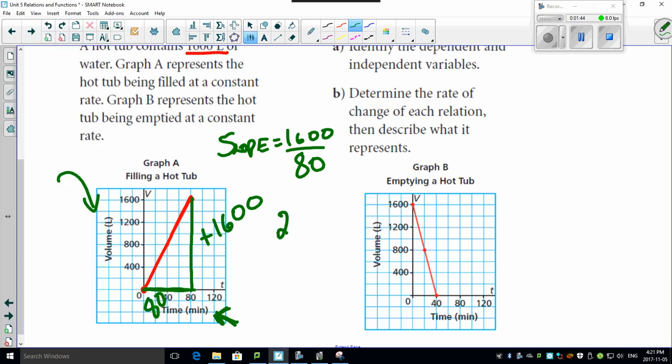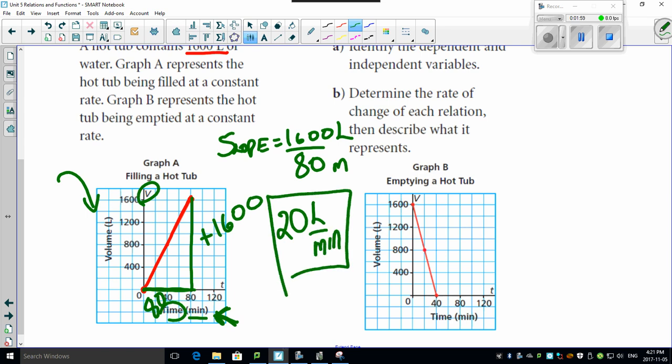What does this value of 20 mean? Remember, this is volume, so this would be liters. This is time, so it'd be minutes. This would be liters per minute. There's your rate. Okay? Now, let's keep on going.